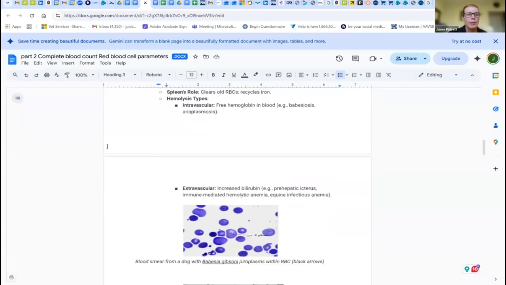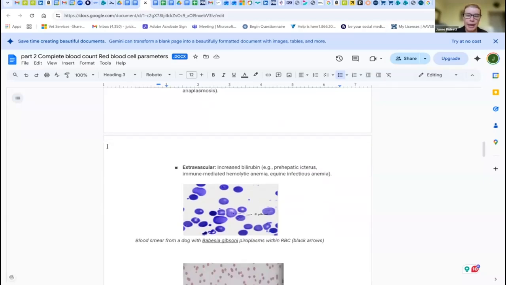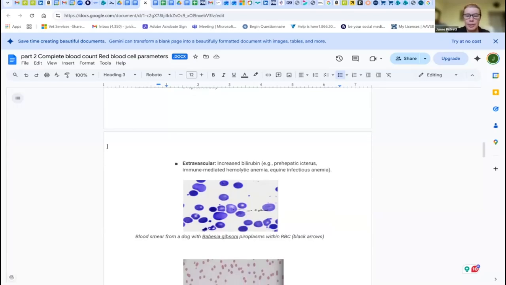When red blood cells are destroyed, it can happen in two places. Intravascular hemolysis happens in the bloodstream. You'll often see free hemoglobin. Think about conditions like Babesia or Anaplasma. Or it can happen extravascular. And as you can see, you can see the Babesia in that one slide below the extravascular.